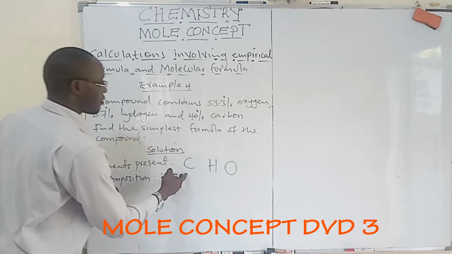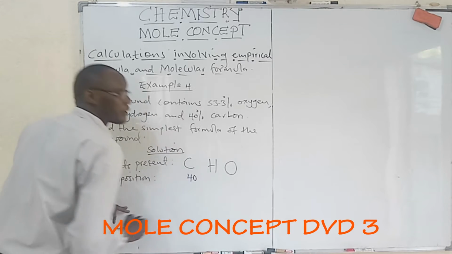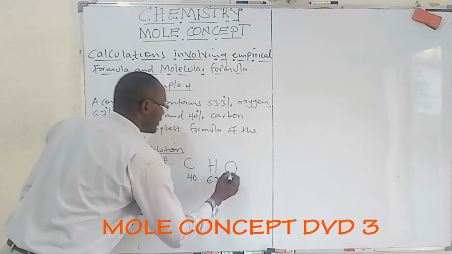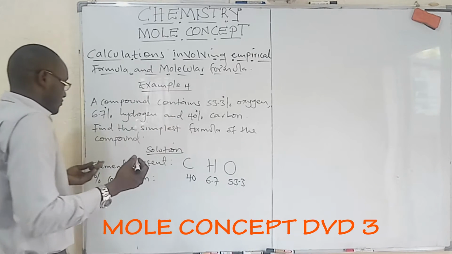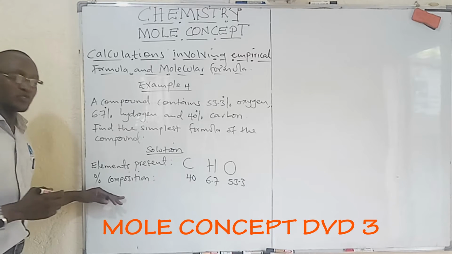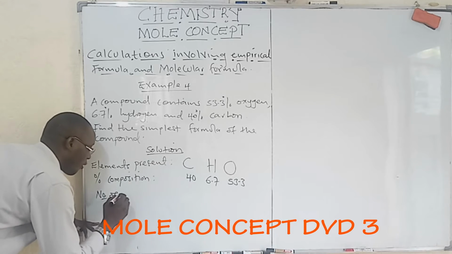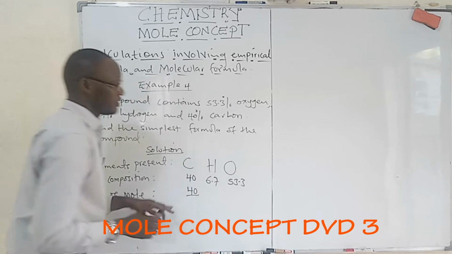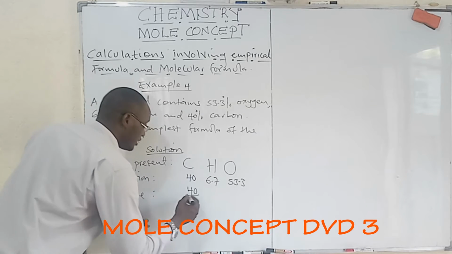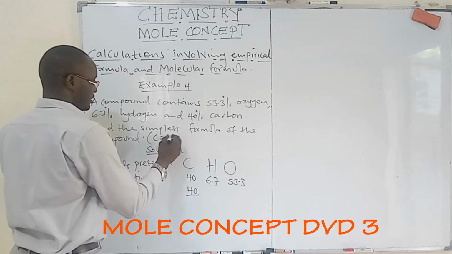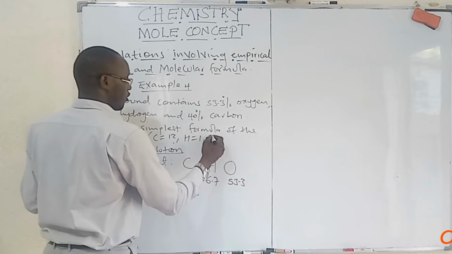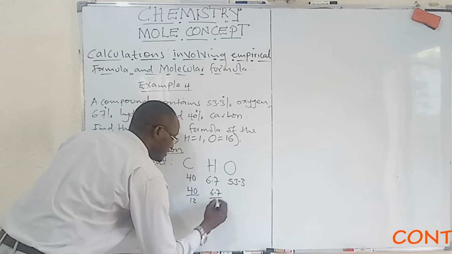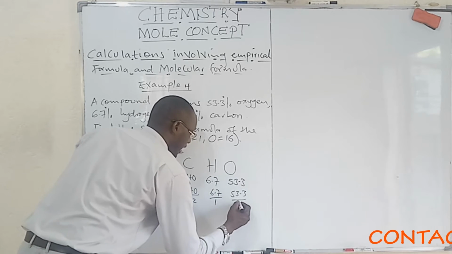So percentage composition: carbon, 40%, hydrogen, 6.7%, and oxygen, 53.3%. Then what is next is the number of moles. We get our percentage, hopefully by mass, and divide through by the relative atomic mass. The atomic mass for carbon, assuming the examiner gave it to you, is 12, hydrogen is 1, and oxygen is 16. So we divide 40 by 12, 6.7 by 1, and 53.3 by 16.